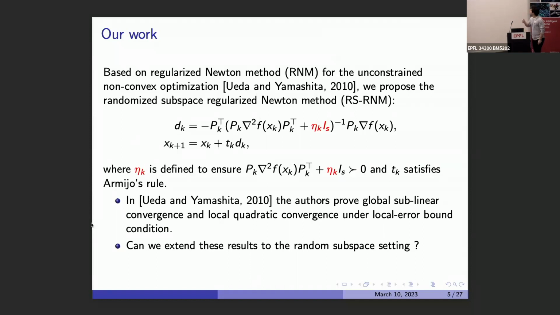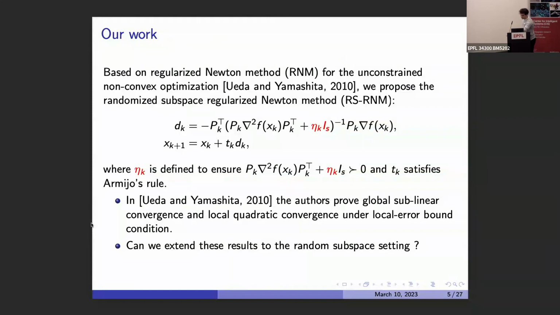Of course, if the function is strongly convex, this holds, but in general, you cannot prove local superlinear convergence without some extra assumption. The one they use is this local error bound condition. So the question we ask is, can we extend this result to the random subspace setting?